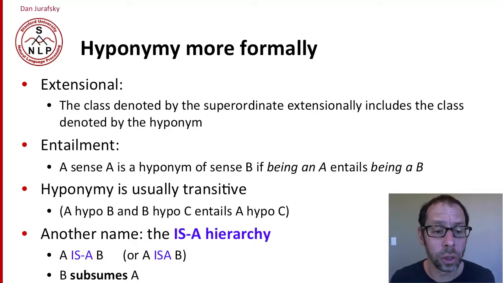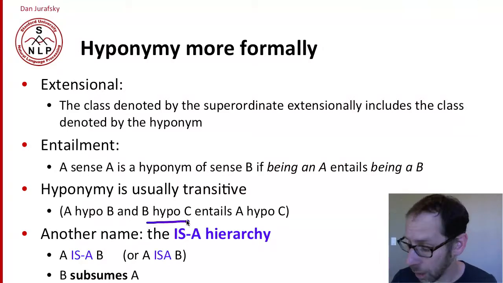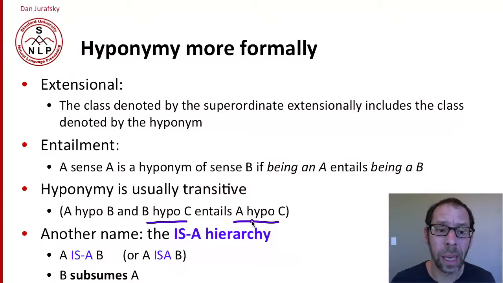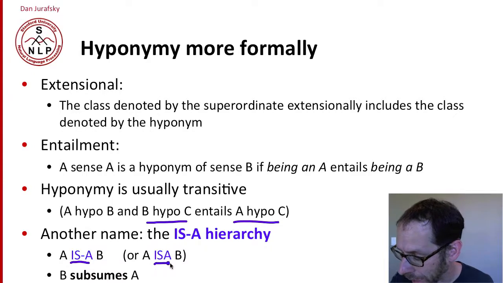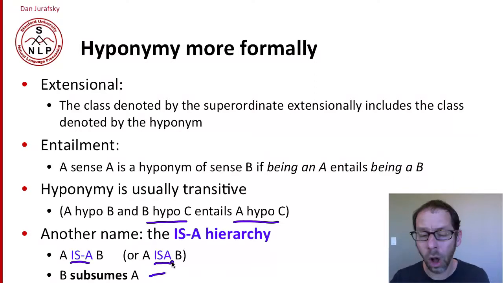And hyponymy is usually transitive. So if A is a hyponym of B and B is a hyponym of C, that entails that A is a hyponym of C. And another common name for this hyponymy hierarchy is the is-a hierarchy. Intuitively, we say A is a B, sometimes without the dash. Or we also sometimes say that B subsumes A. And we'll see all of these terms, is-a, hyponymy, subsumption hierarchy, as we proceed through the course.